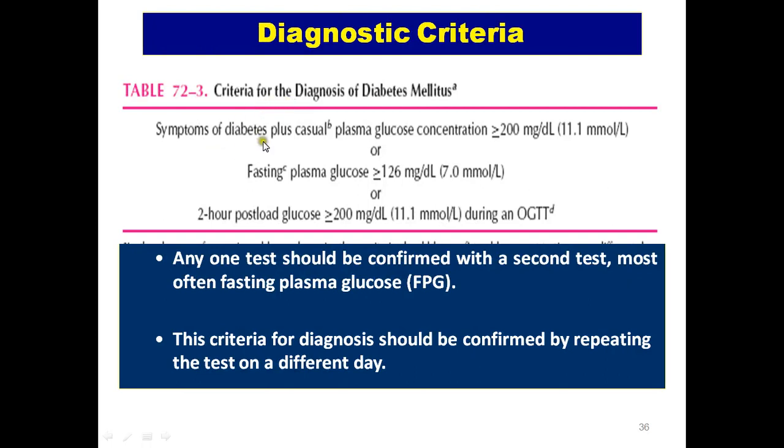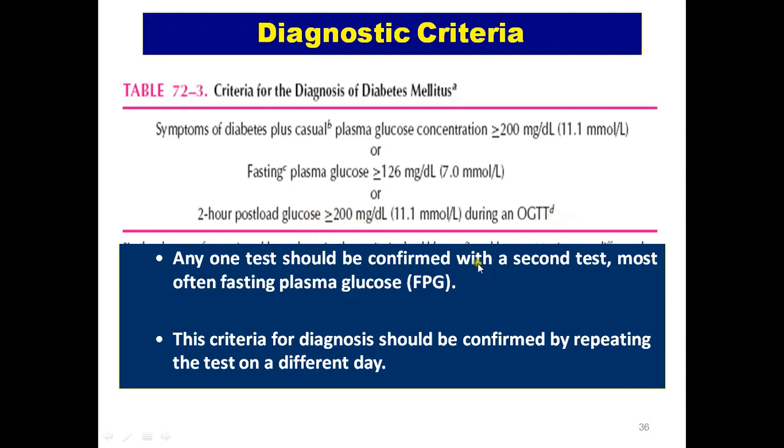Symptoms of diabetes plus casual plasma glucose concentration, or the random plasma glucose, of more than 200 milligram per dl, or fasting plasma glucose of more than 126 milligram per dl, or 7 millimoles per liter, or 2-hour post-load on OGTT is more than 200 milligram per dl.